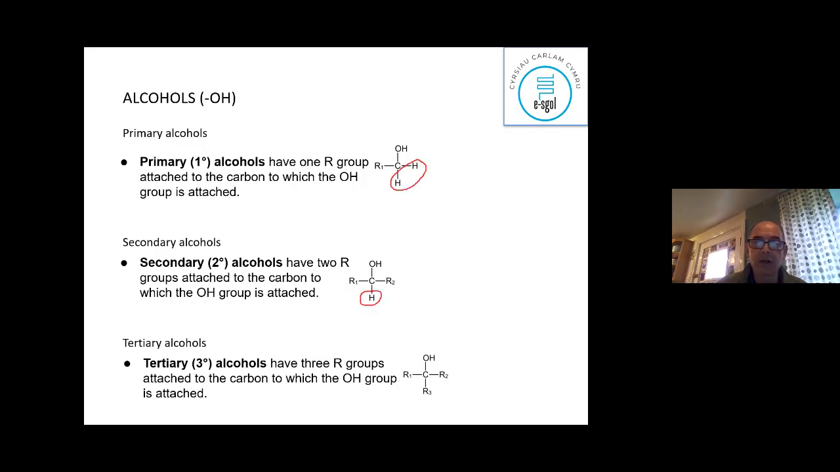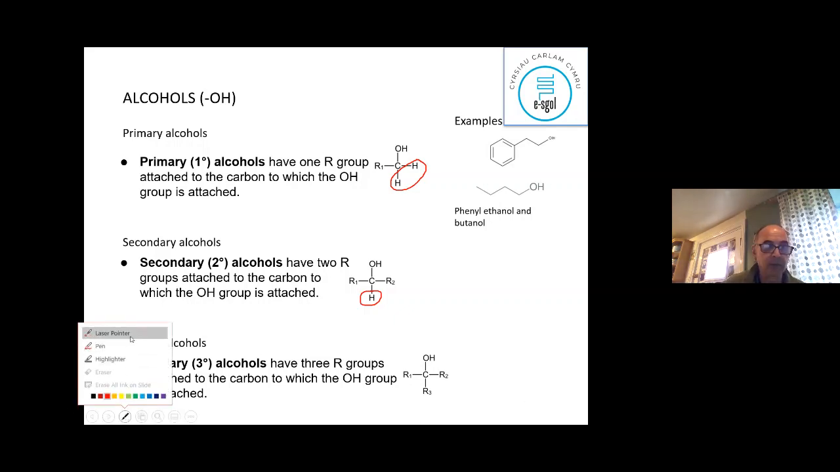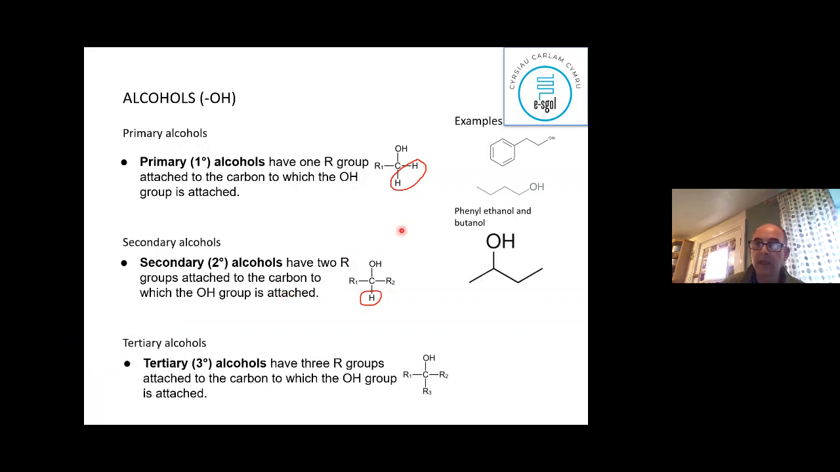In primary alcohols, there are two hydrogens attached to the carbon. That's key to remember. Secondary alcohols, one hydrogen, and in tertiary alcohols, there are no hydrogens attached to the carbon with the OH on it. Some examples of primary alcohols: phenol, ethanol, and butanol. Butan-2-ol and 2-phenylpropan-2-ol. Here, there's one hydrogen on the secondary, and on the tertiary, there are no hydrogens on the carbon next to the OH group.